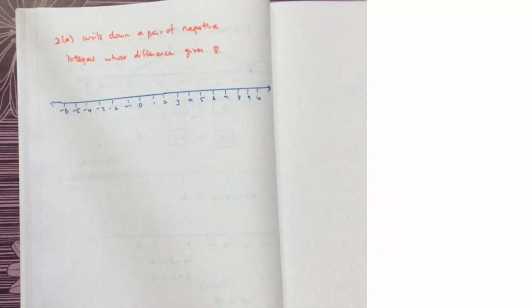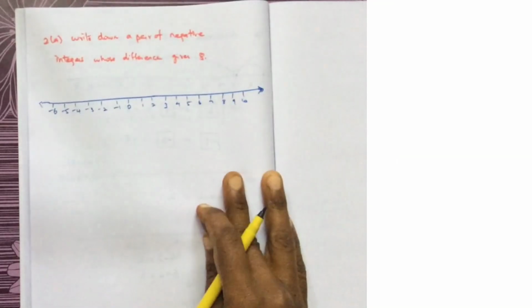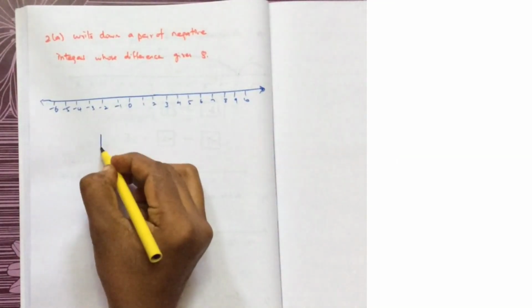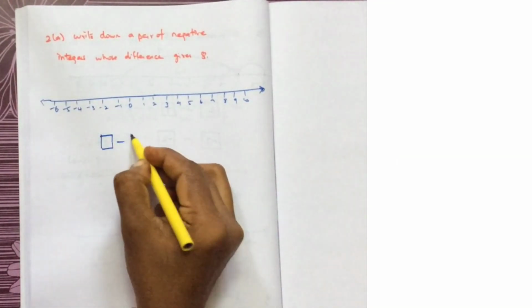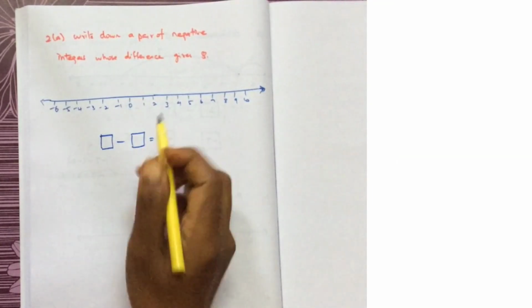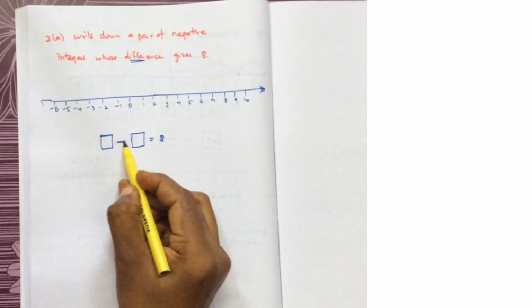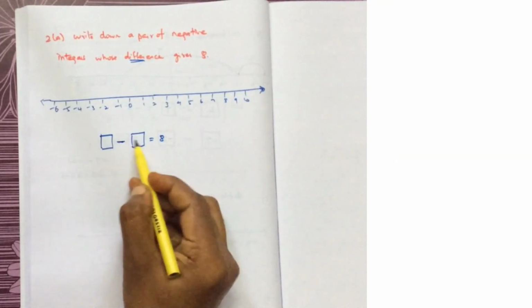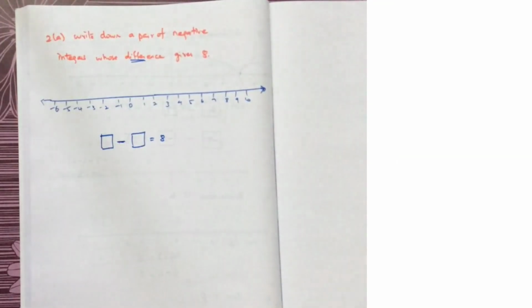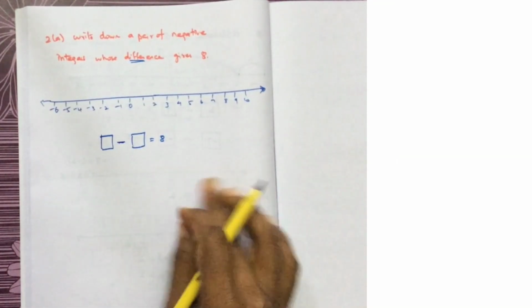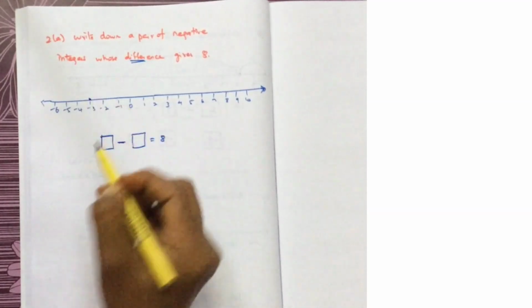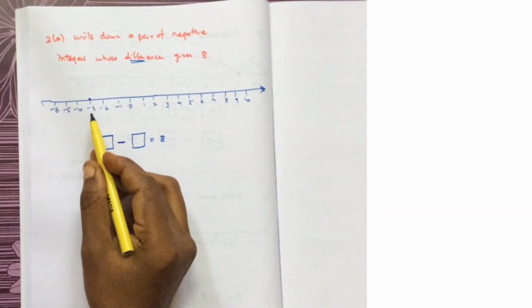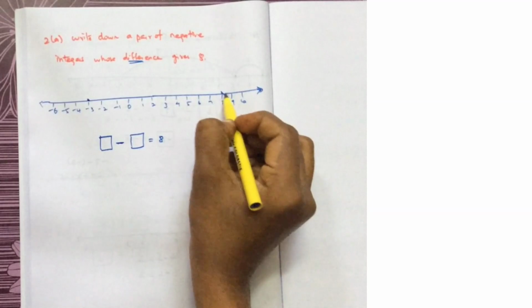Next is write down the pair of negative integers whose difference gives 8. Surely in this they have mentioned both the integers should be negative. So the difference is 8, and both the integers here should be negative. So you have to start from a negative integer, and you have to reach 8 here.